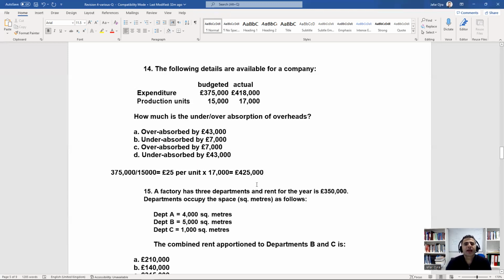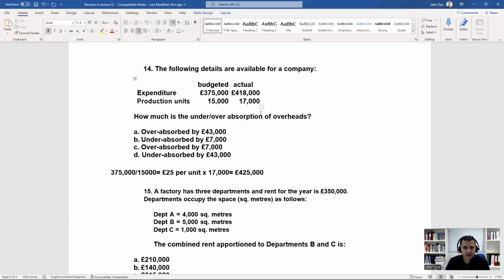Now 425,000, that's the absorbed overhead. But if you look here, the actual overhead is 418,000. So the difference between 425,000 and 418,000 is 7,000. So now we need to limit our answers to B and C, isn't it? So B and C, 7,000.